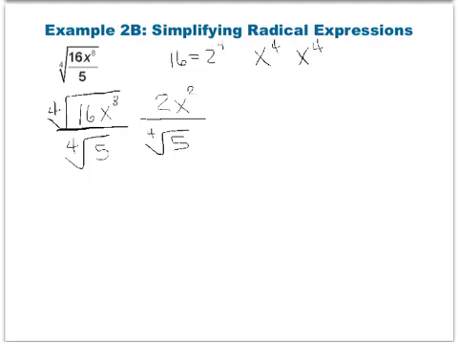I can't do anything with the 4th root of 5, but I do have to rationalize it. Let me change colors here. So how many 4th roots of 5 do I need before I can actually take the 4th root of 5? 4 of them. So I'm going to multiply this by the 4th root of 5 three more times. Now when you multiply, you have to multiply by 1.